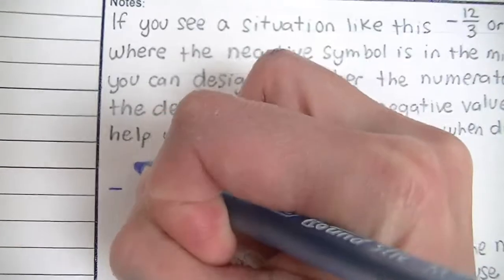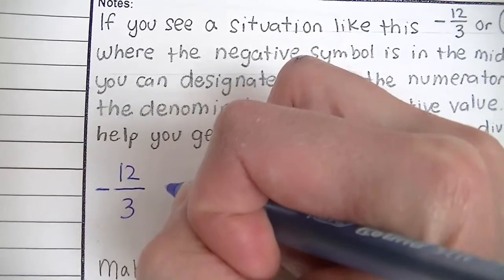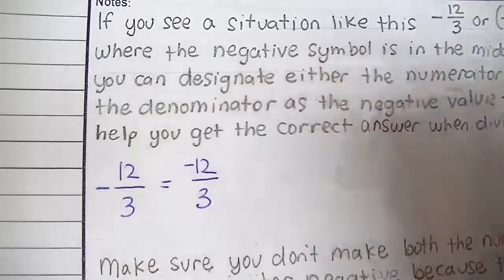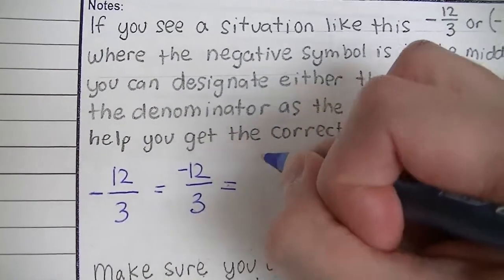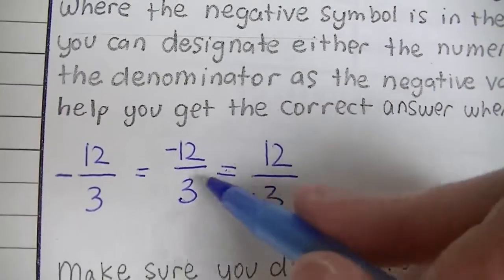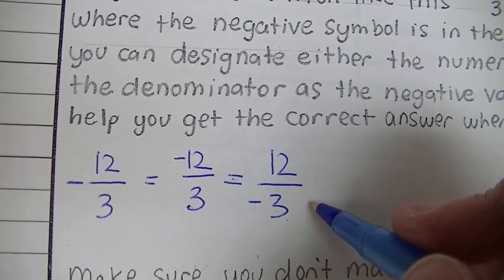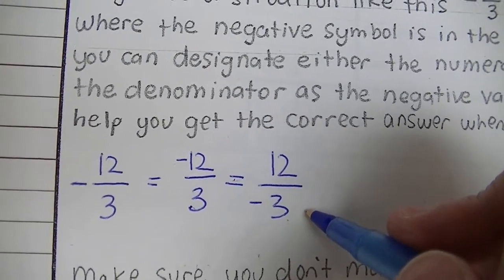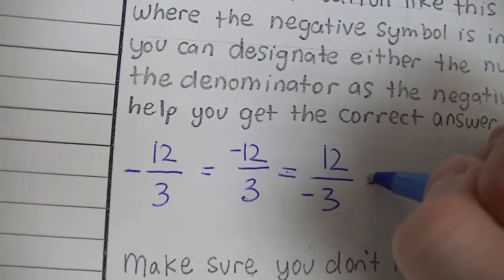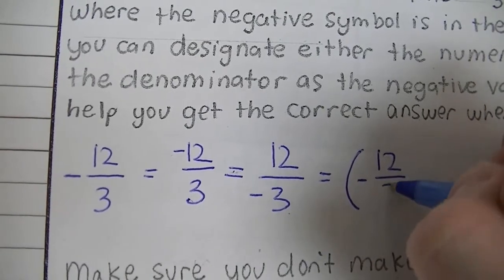Okay, so this can be written as this, or it can be written like this. All three of these will give you the exact same answer to help you divide, okay? However, you also can remember that you can write it like this, in parentheses. Okay?